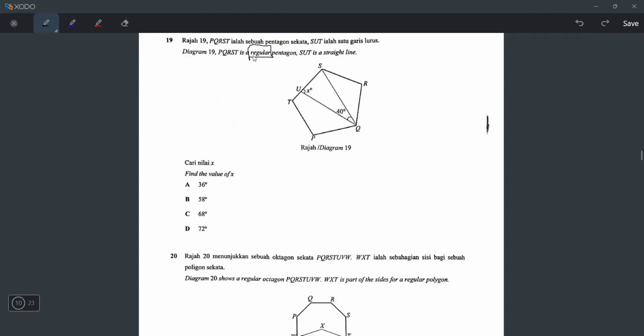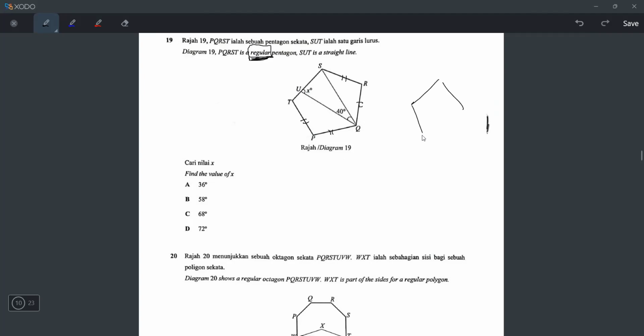Okay, let's talk about this word regular. What is regular? Okay, dengar sini ya. If they say regular, it means sama panjang, sama panjang, sama panjang, sama panjang. This is also sama panjang, but it's not SU, it's ST, the whole thing. But there's a line blocking here, so I won't put it. Okay, but all the PQRST all sama panjang. So remember this word. Regular means sama panjang.